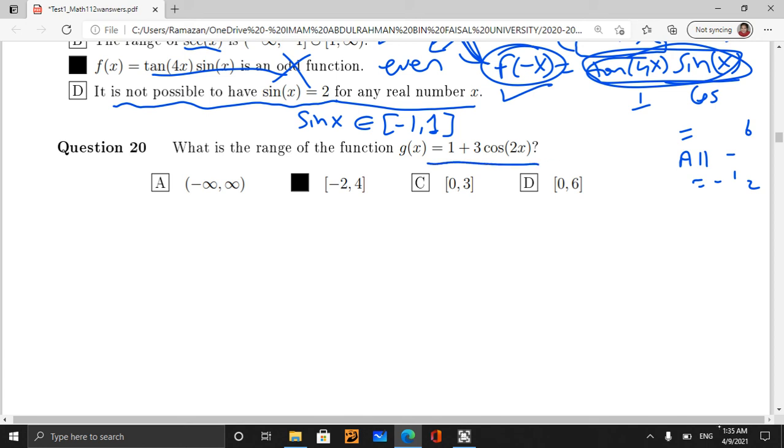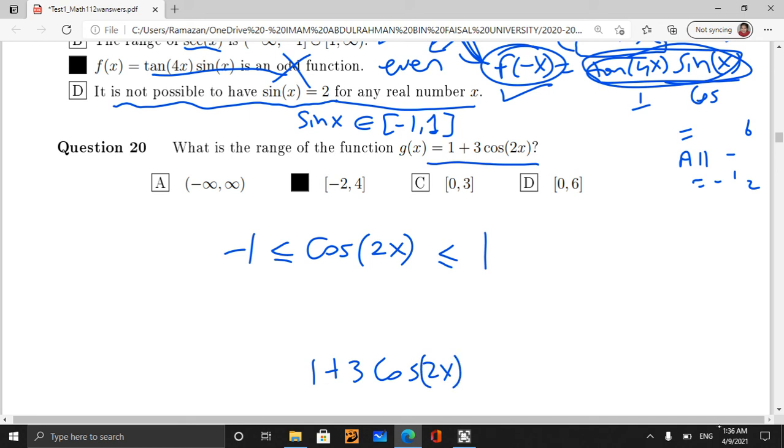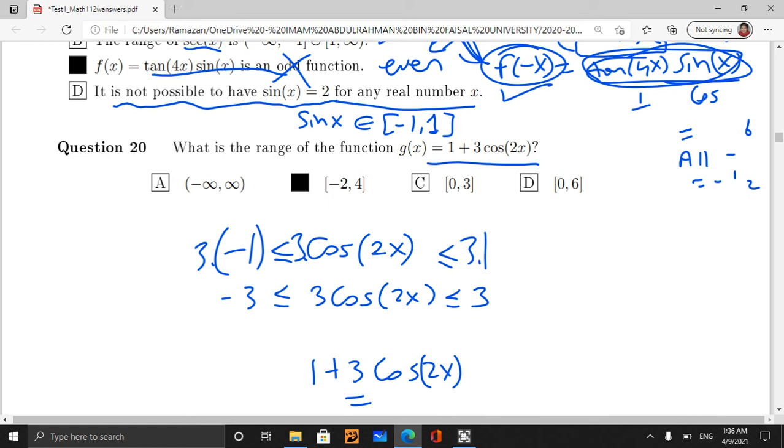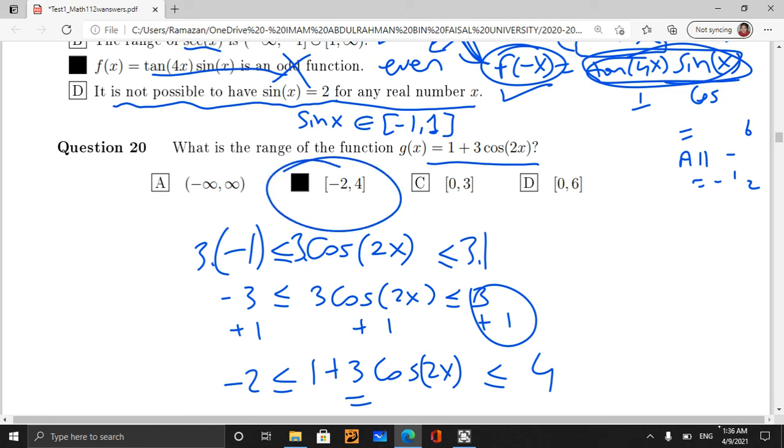the range. How can you find the range of this function here? Cosine of anything, here cosine 2x, will be between minus 1 and 1, with equality, so minus 1 and 1 are included. And we want to get 1 plus 3 cosine 2x. I need 3 here, so I multiply by 3 on all sides. Then it will be negative 3 less than or equal to 3 cosine 2x, less than or equal to 3. Then we add 1 to all sides, and we end up with this: this will be 4, and this will be minus 2, so the range will be minus 2 to 4. Okay, this is how we do it for the range.